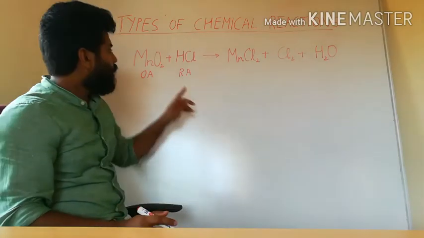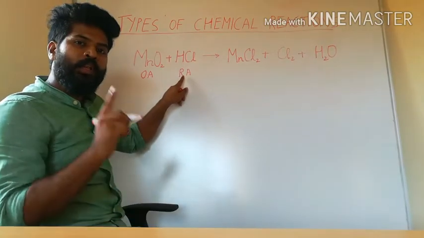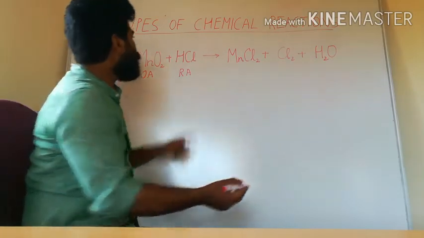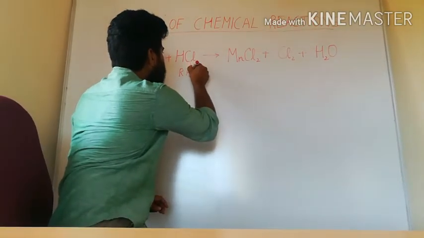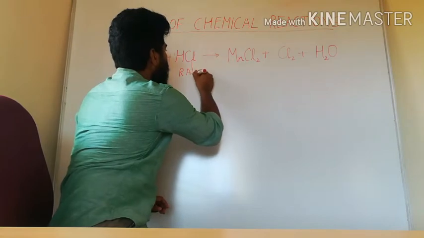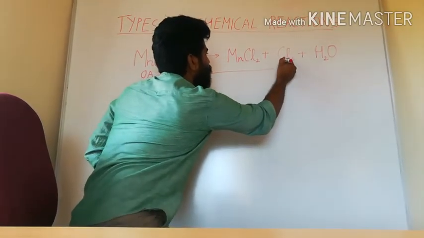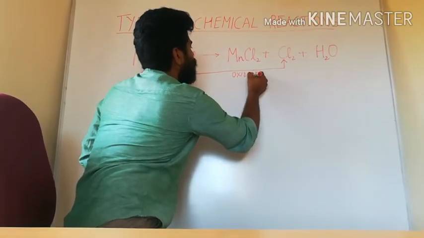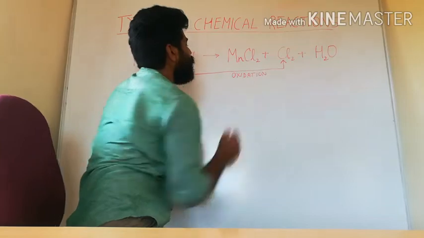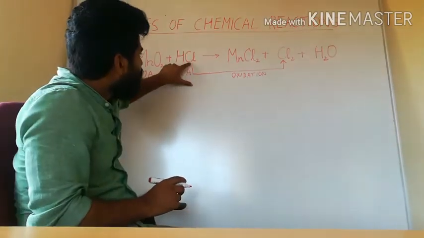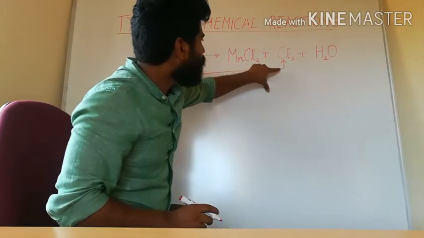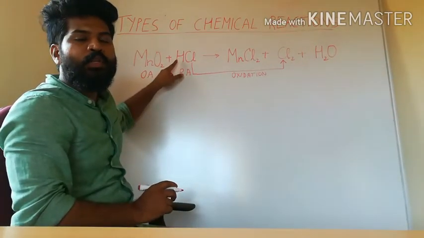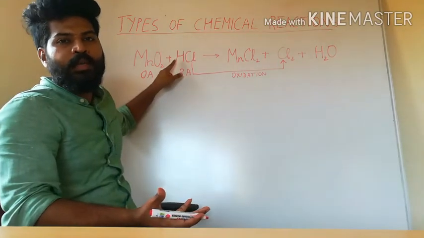Now we know that a reducing agent will always undergo oxidation, the opposite. So hydrochloric acid is undergoing oxidation to chlorine. So this part, with the help of an arrow mark, we will show it as oxidation. Starting with hydrochloric acid, it will lose hydrogen. Removal of hydrogen is also oxidation.